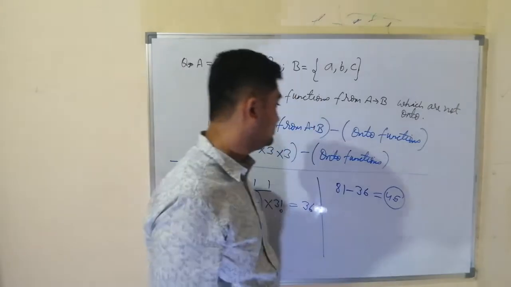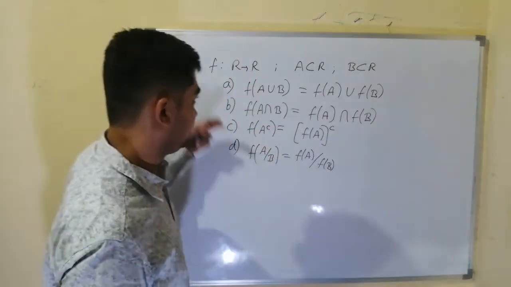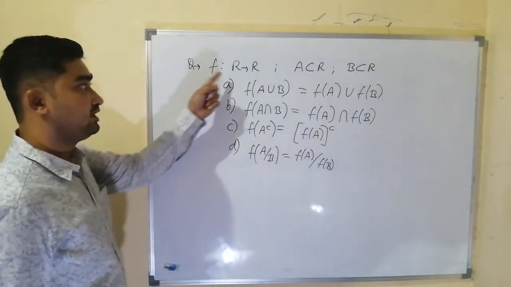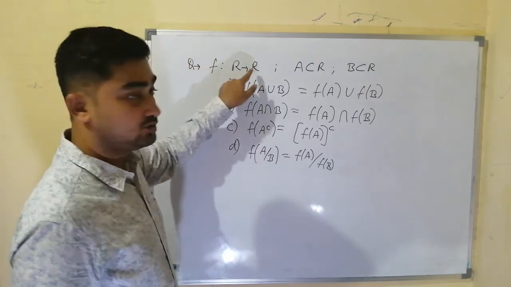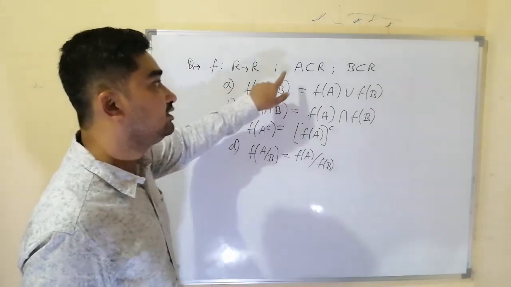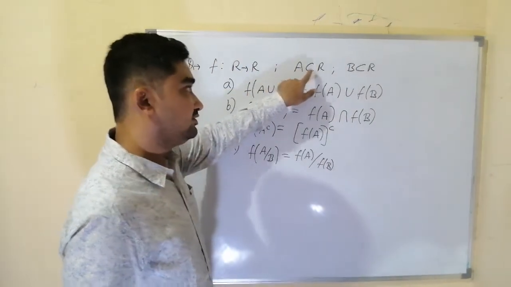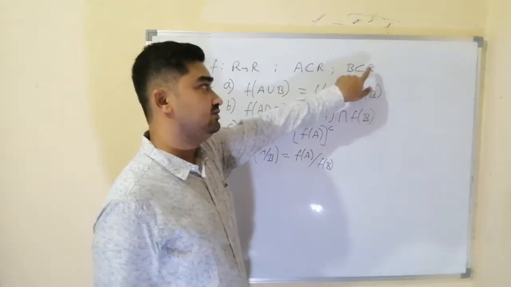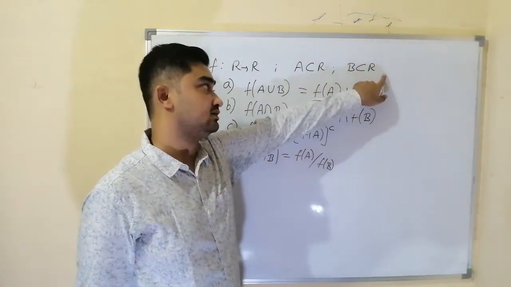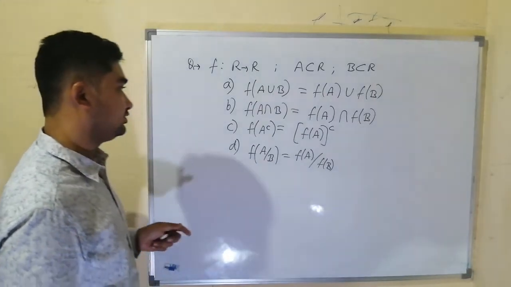So now we'll move to the next problem. Now in the next problem, we are given a function from R to R, real number to real number. It is a real function. Set A is given which is a subset of R. A set B is given which is also a subset of R. And 4 options are given.